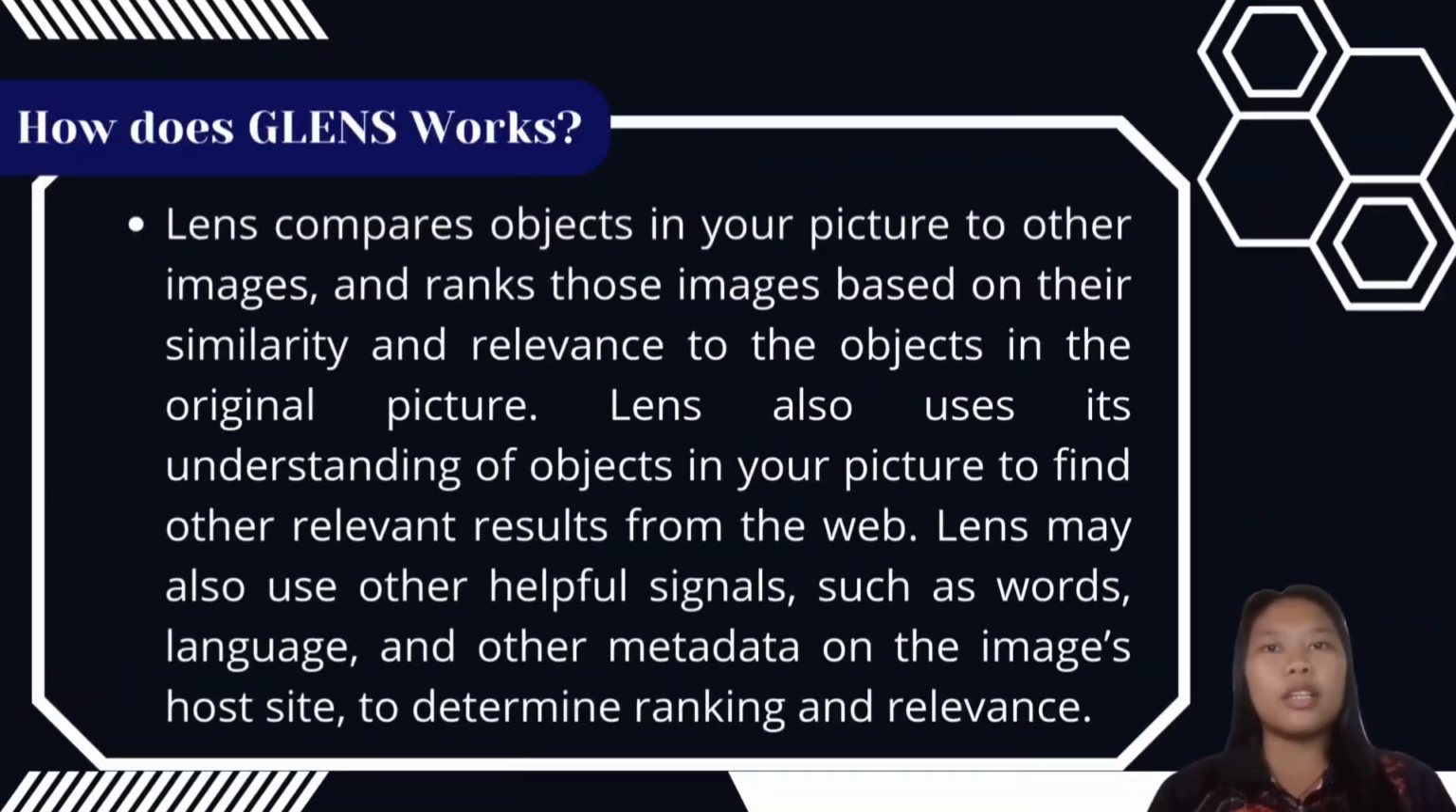So, how does Google Lens work? Google Lens compares objects in your picture to other images and ranks those images based on their similarity and relevance to the objects in the original picture. Lens also uses its understanding of the object in your picture to find other relevant results from the web. Lens may also use other helpful signals such as words, language, and other metadata of the image's host sites to determine the ranking and relevance.